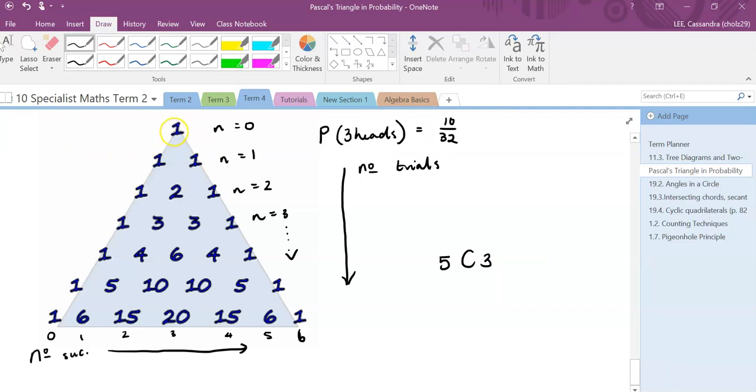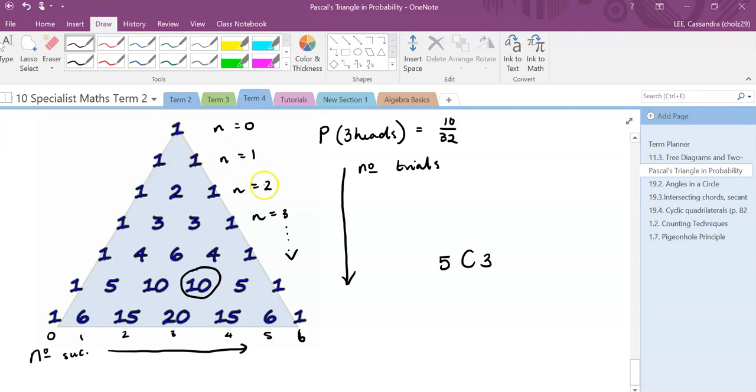So we're going to go down. This is 0, 1, 2, 3, 4, 5. So we're going to go down to this row here. And then we're going to go across 0, 1, 2, 3. So using Pascal's triangle, we can see that there are 10 different ways, or 10 different pathways in our tree diagram, that are going to give us 3 heads out of 5 coin tosses.